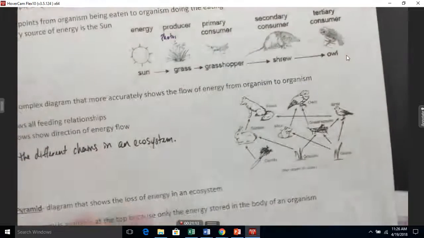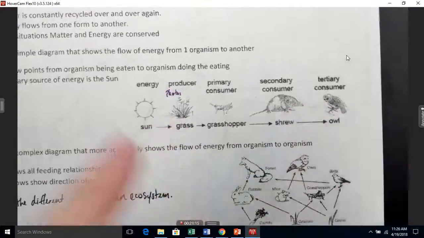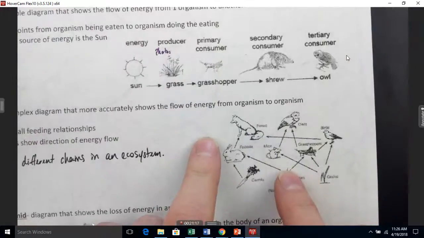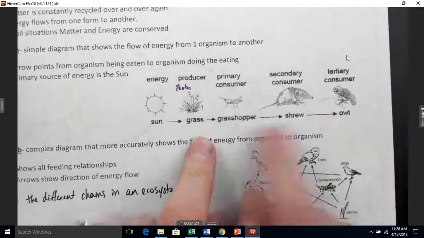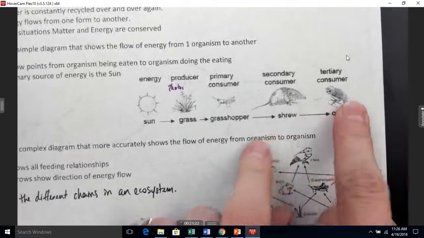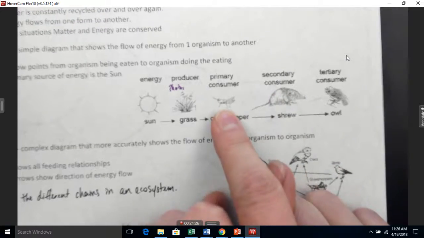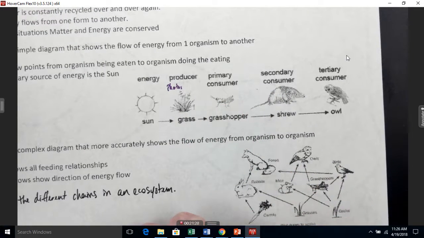So if you're on a question and you're confused about who eats who, you got this picture, and you're like, okay, who eats who? You got to go the other way. You got to say, okay, he eats him, he eats him, he eats him. Do you see what I'm saying? The arrows tell me the energy.